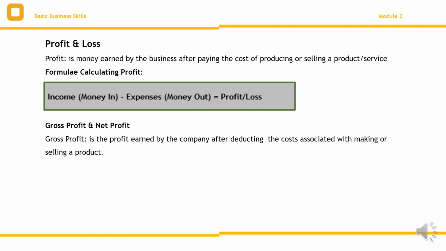Gross profit is the profit that is earned by the company after deducting the costs associated with making or selling a product or a service. So gross profit is the profit that you make after you have subtracted what we call your cost of sales. So your gross profit is your sales minus your cost of sales.